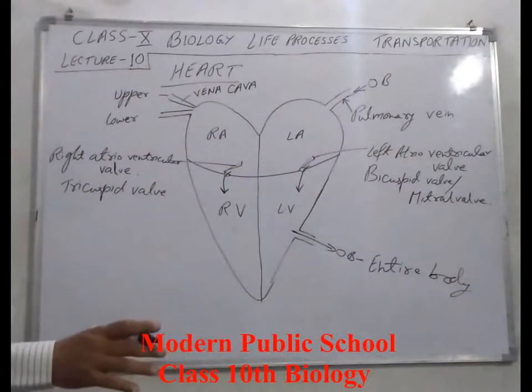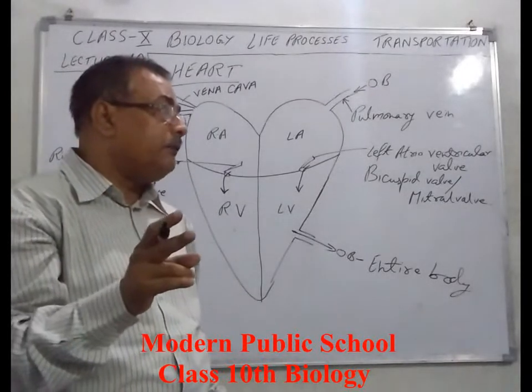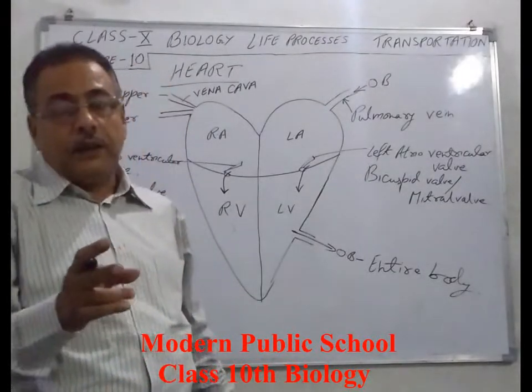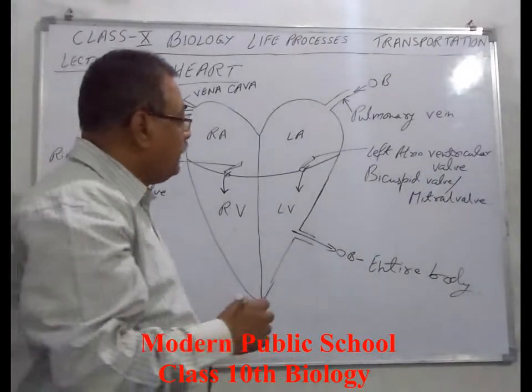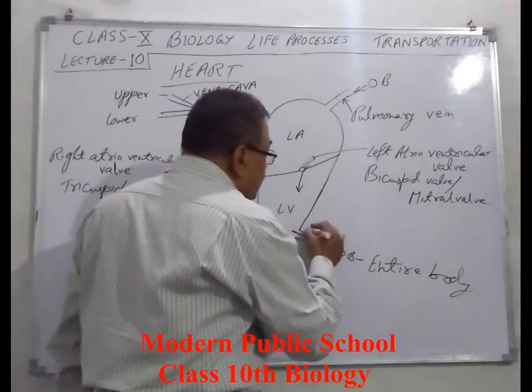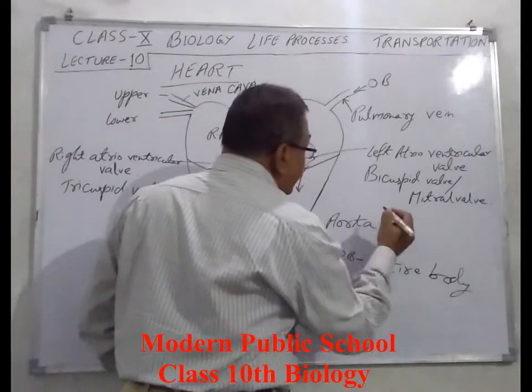As we have discussed, continuous need of 2 things is maintained. One is oxygen and another is food to produce energy. And this tube is termed as aorta, A-O-R-T-A.